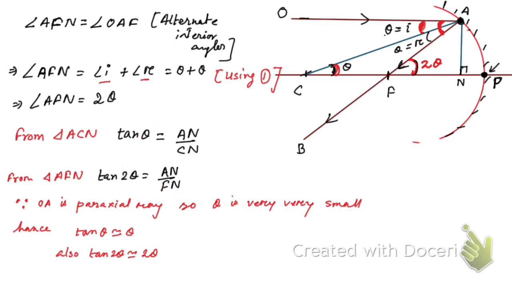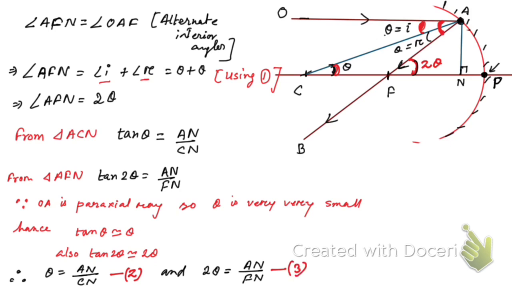Therefore we get theta is equal to AN by CN. Let it be, suppose, equation number 2, and 2 theta is equal to AN by FN. Let it be, suppose, equation number 3.